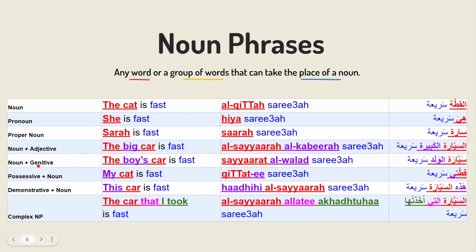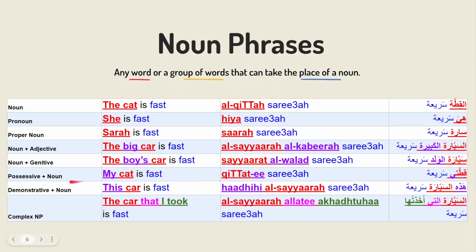And then a noun plus genitive. The boy's car is fast. سيارة الولد سريعة. Notice also that the word car is feminine and it ends with تاء مربوطة. So in this case, when we use it for the genitive expression المضاف والمضاف إليه, the تاء مربوطة has the sound of ت at the end, although it's still written as تاء مربوطة. سيارة الولد سريعة.